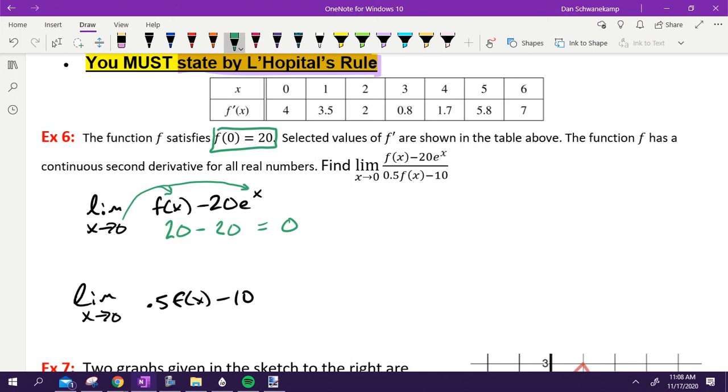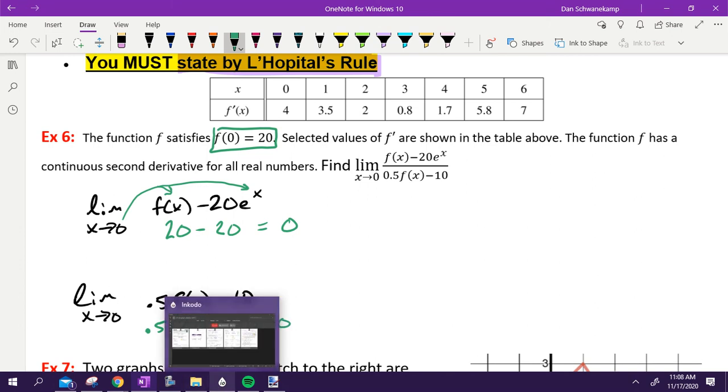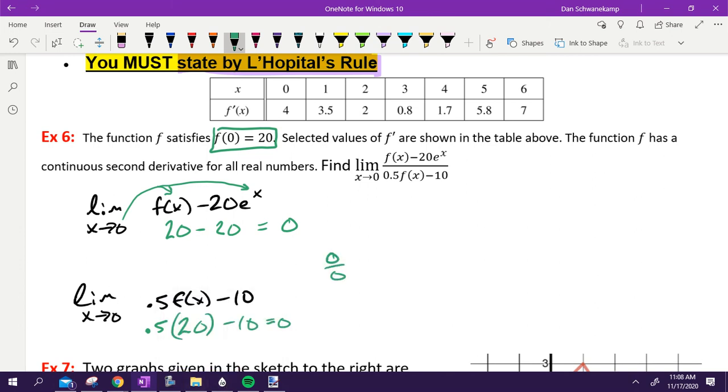We're going to do the same thing on the bottom. So it's 0.5 times f of 0, which is 20, minus 10. Half of 20 minus 10 is 0. So I got 0 over 0. We kind of assume that it's 0 over 0 anyways. We just got to show it, and we have to show it separately, and write the limit as x approaches 0. Once I've done that, now I'm going to transition to L'Hopital's rule.